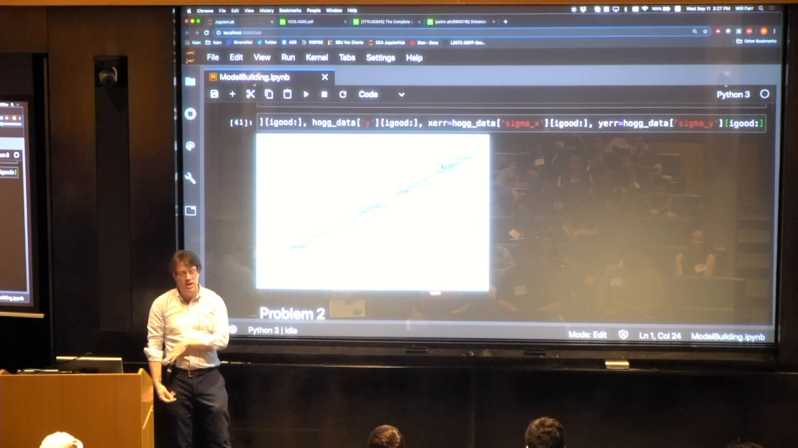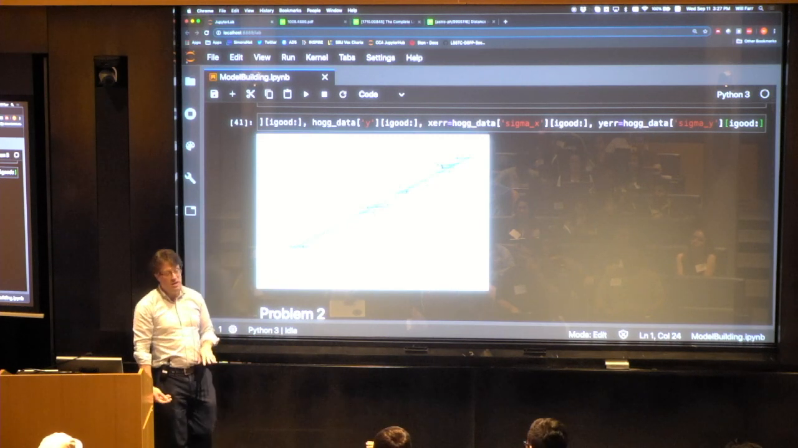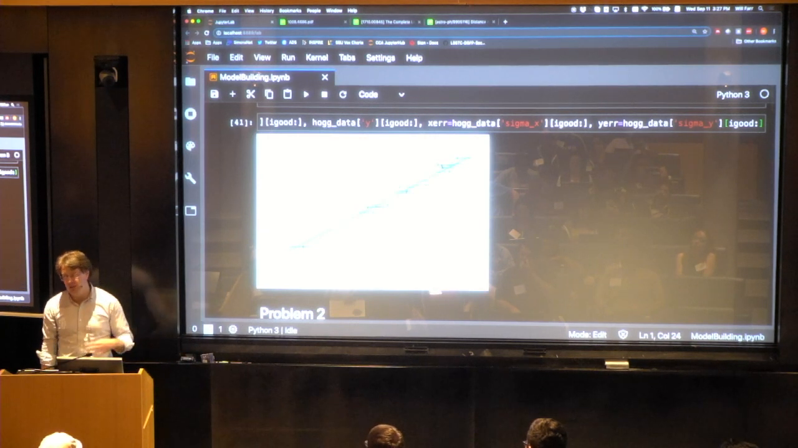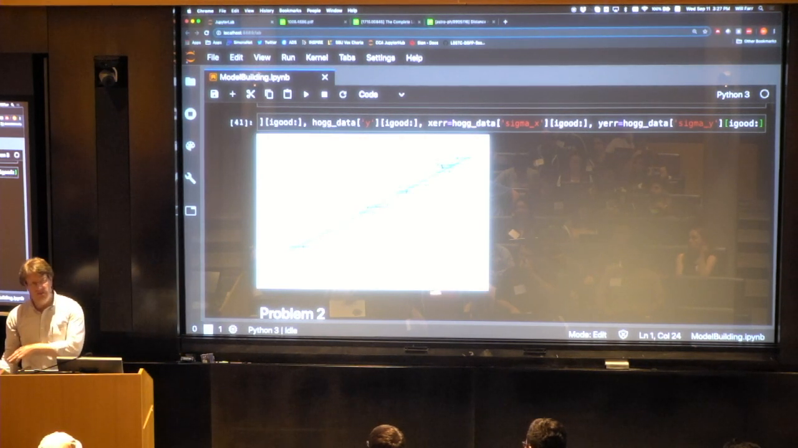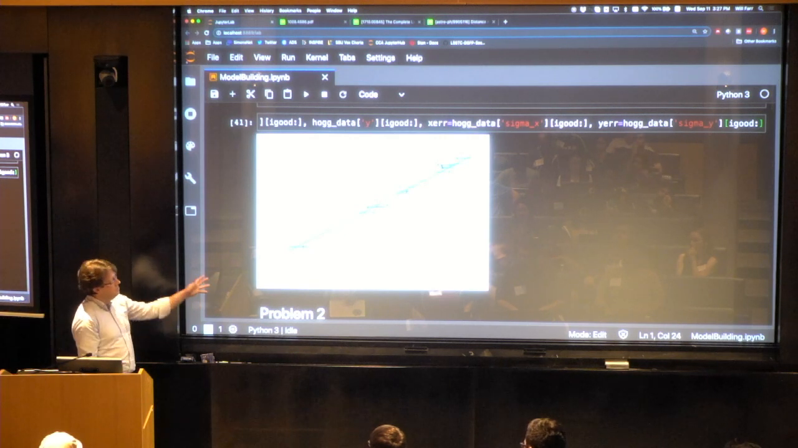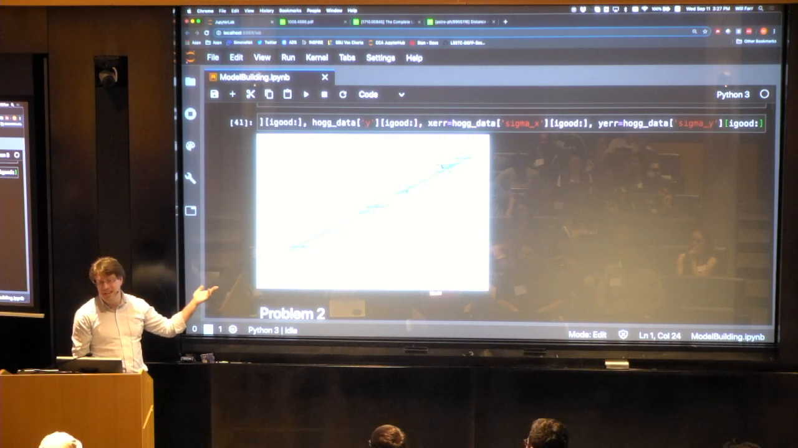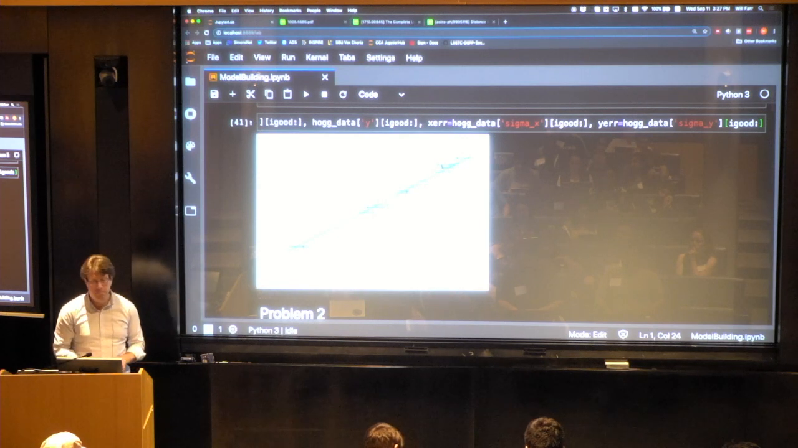Okay, how many people tried this solution? Probably most people. I saw a lot of people who were trying to fit it with intrinsic scatter, and there were some problems that came up with that we could talk about offline, having to do with rescaling variables and so on. This is a simpler way to do it, and in fact, for this data set, it's totally adequate.